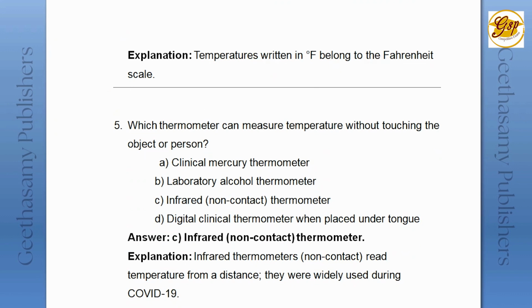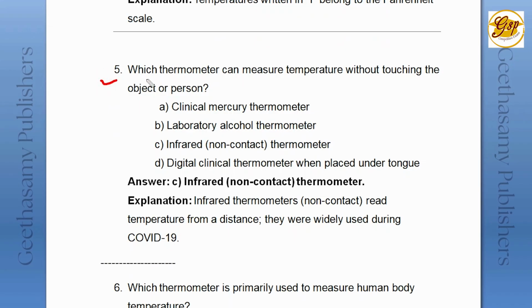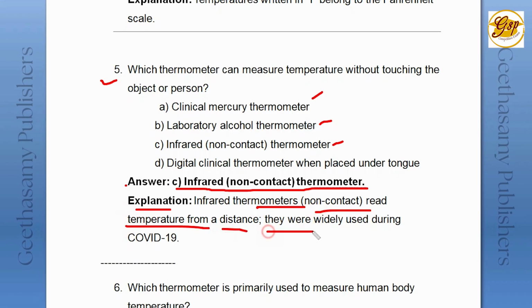Fine. Then fifth question, which thermometer can measure temperature without touching the person? Clinical mercury thermometer, laboratory alcohol thermometer, infrared, that is non-contact thermometer, and digital clinical thermometer when placed under tongue. So answer is C, that is infrared, non-contact thermometer. Right? The explanation is infrared thermometer, that is non-contact, reads temperature from a distance. They were widely used during COVID-19.